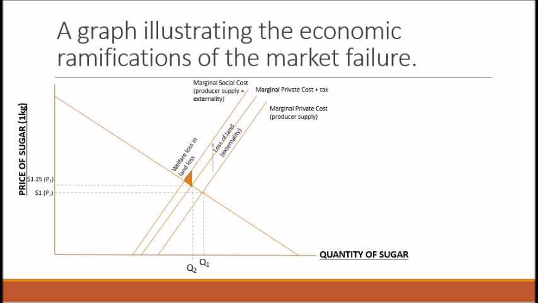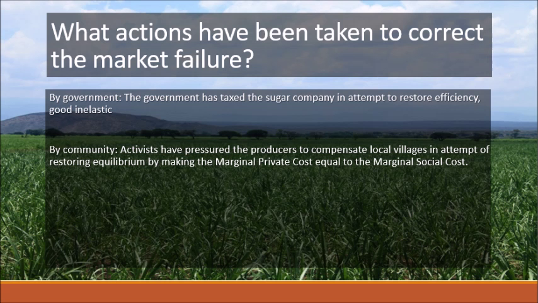This tax also leads to the level of externality being lowered, and so the market is not in as much of a failure as before, but it's still in failure. So the actions taken by the government to correct this market failure: it imposed a tax on the company, which has led to a 25% increase in price for consumers, because it's an essential good and won't lose a lot of demand.